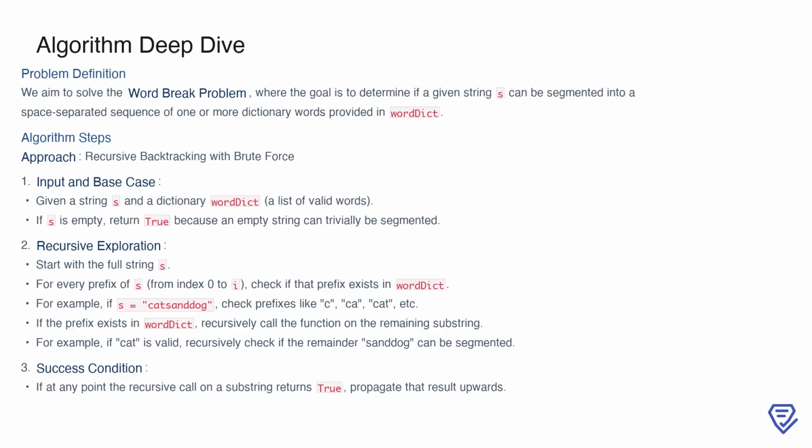For non-empty strings, we explore every prefix of S. Each prefix is checked against WordDict to see if it exists as a valid word. For example, if the string is catsandog, we examine prefixes like c, ca, cat, and so on. If a prefix is valid, we recursively apply the function to the remaining substring. The goal is to determine if at least one of these recursive calls on the remainder returns true, which would indicate that the entire string can be segmented into valid dictionary words.